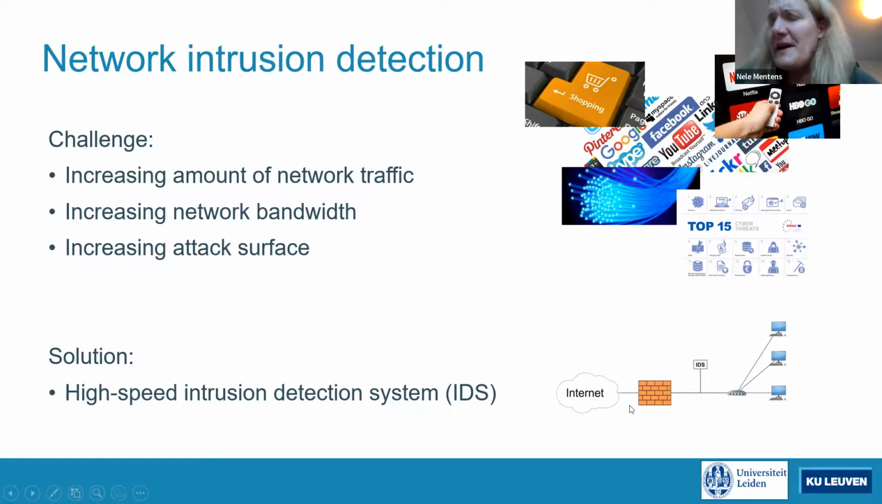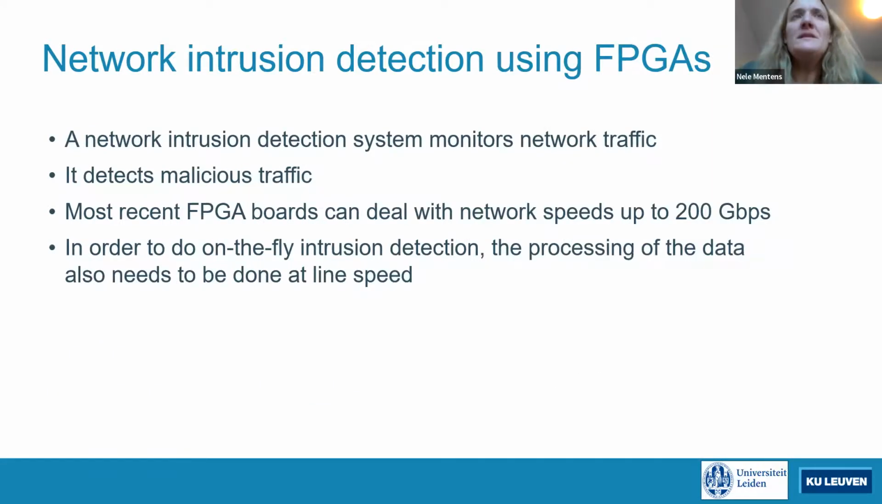I'm not talking about the typical firewall that blocks certain packets to come through to a network, but more like an intrusion detection system that can be inside a network, for example, checking if everything that happens is still properly happening and if there's nothing strange going on in the network traffic. So what does a network intrusion detection system do? It monitors the network traffic and detects whether there's malicious traffic. So it just looks at the packets that pass by and checks if there's something strange.